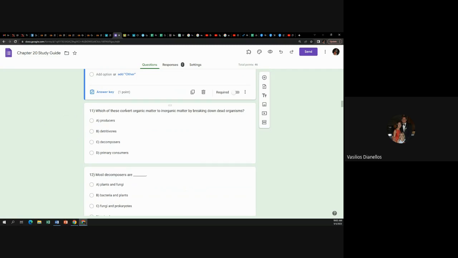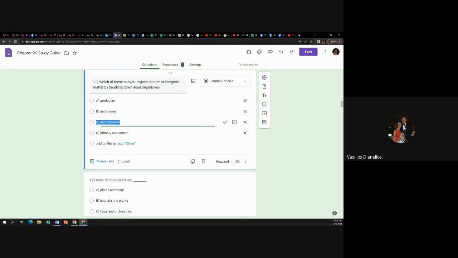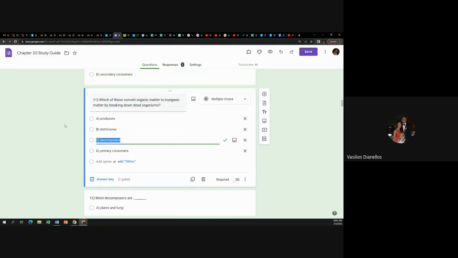Okay, which of these converts organic matter to inorganic matter by breaking down dead organisms? That's simply a decomposer. There's not much else to say about that.